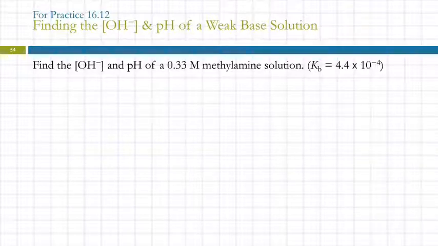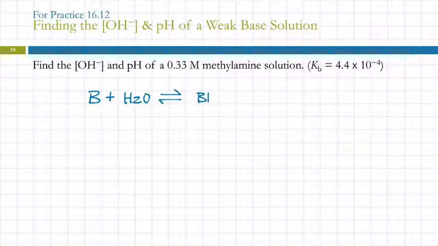So how are we going to represent that? Well, let's just call it B. B for base. So our base plus water is going to be in equilibrium with the conjugate acid, BH plus, and OH minus. Water is a liquid, and so that does not come into the calculations.